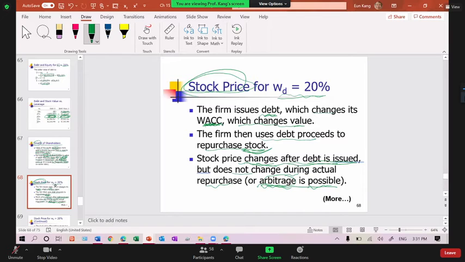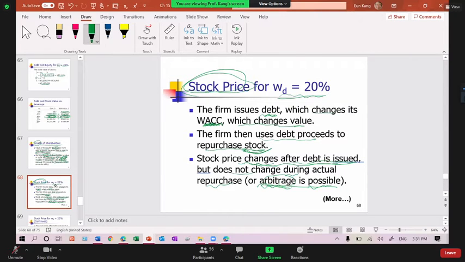So that is the sequence of events. Company announces, and then they use that to buy back stocks, and then what? The stock price stays the same. It changes after the announcement and stays the same.